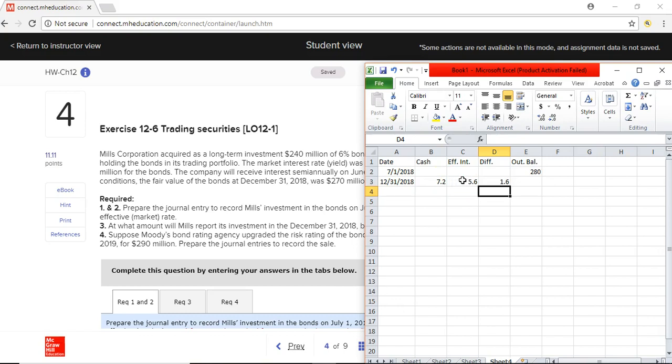And because the face amount $240 million is smaller than the starting point $280 million, we know the balance should be decreasing. So 280 minus 1.6.